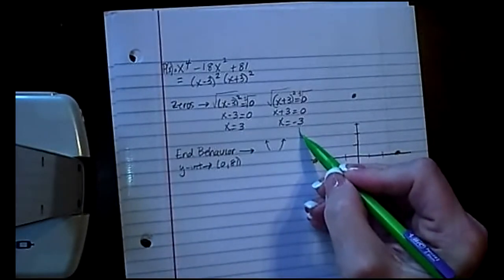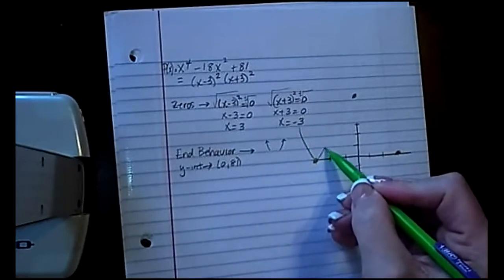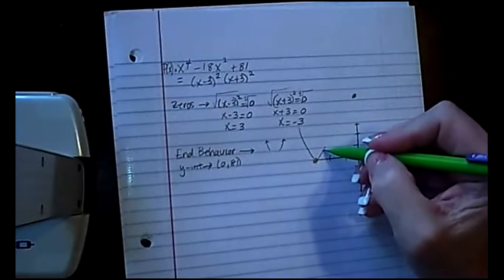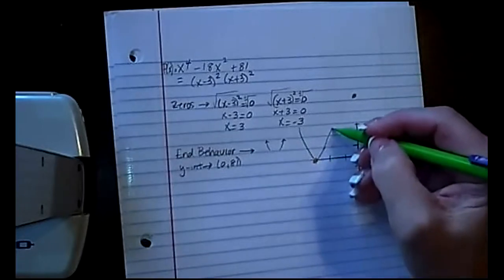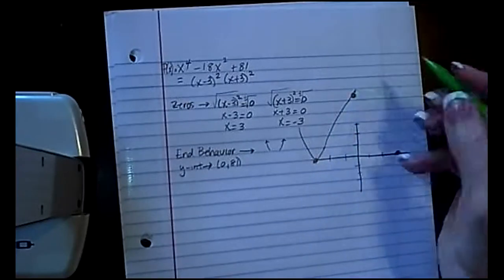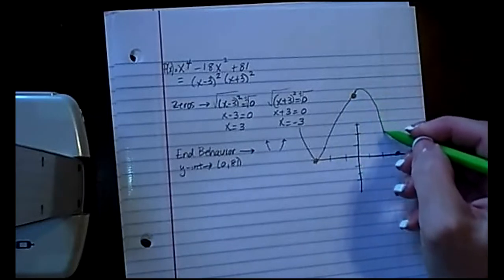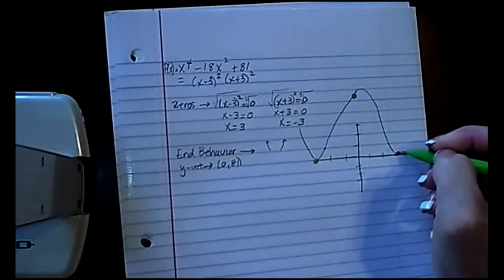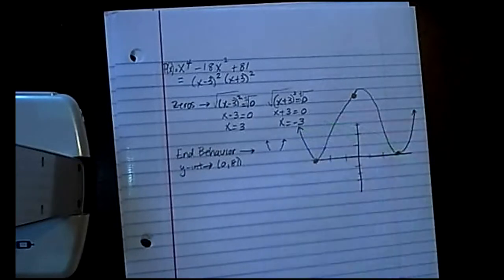We're going to come down, and instead of going through, because it's even, it's going to hit that and bounce back up. And we're going to go way, way up to where our y-intercept is, probably even past it. We don't know how far exactly, and then we're going to come back down somewhere. And because this was also even, we're going to touch it and bounce back up. And our graph will be something like that.